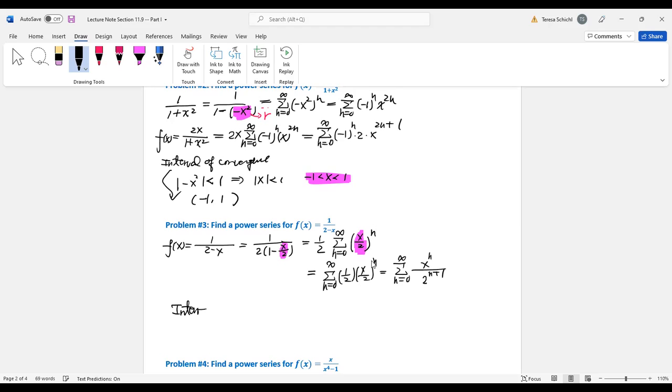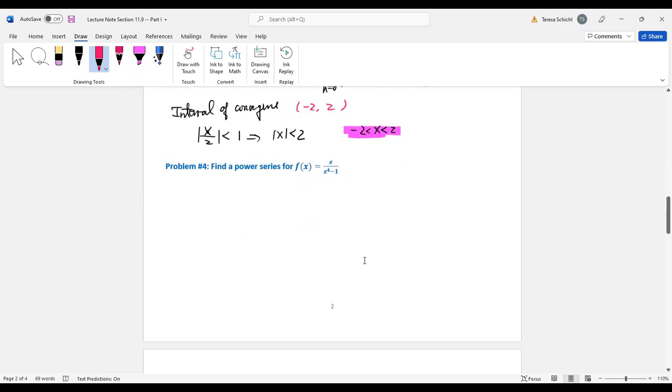So the interval of convergence will just be, because this is my new r, or new x, so it's x over 2. The absolute value has to be less than 1. So that means the absolute value of x is less than 2. So x is from 2 to -2. See here, right? So this will be my interval of what? My interval of convergence is -2 to 2. Okay. All right.